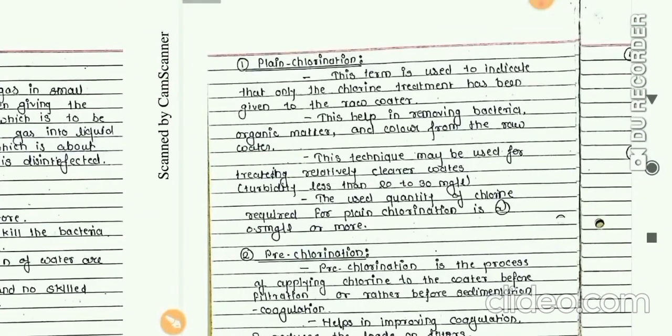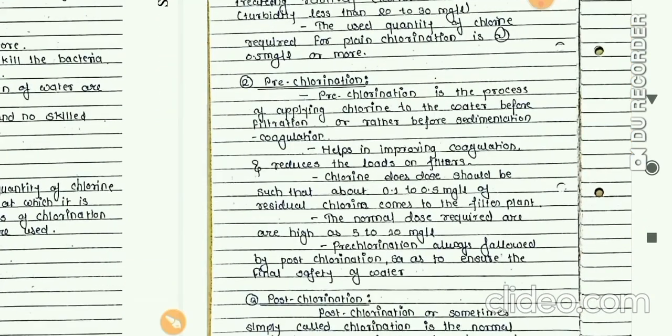Plain chlorination means this is the chlorination before any activity or any treatment. To kill some bacteria we can use that plain chlorination. Up to the turbidity less than 20 to 30 mg per liter we can use plain chlorination. Then pre-chlorination.